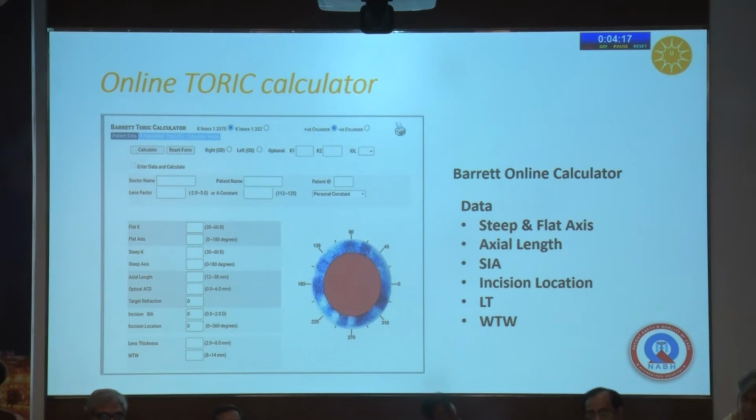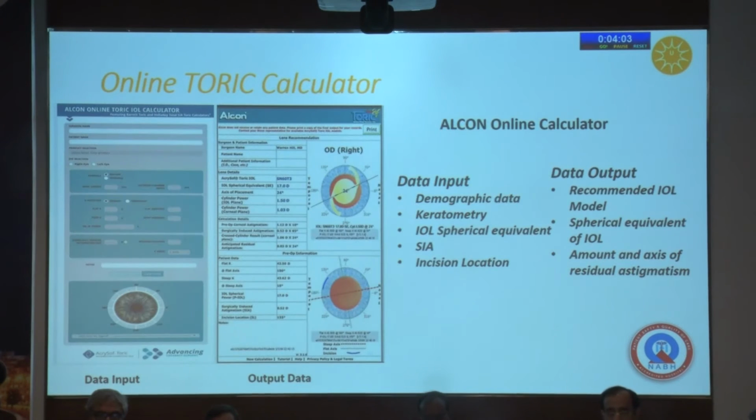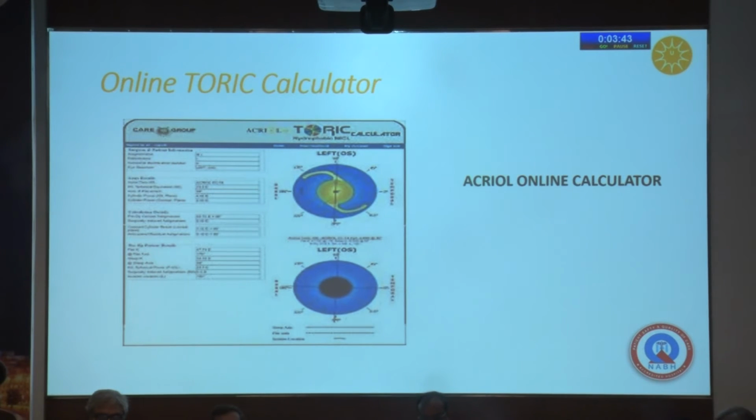So initially we have to put in the demographic details, and then the data that is more important: the steep and flat axis, axial length, surgically induced astigmatism, incision location, lens thickness, and white to white diameter. The data input is the demographic details and keratometry, IOL spherical equivalent, surgically induced astigmatism, and incision location. The data output is the recommended IOL model, the spherical equivalent of the IOL, and the amount and axis of the residual astigmatism. So these are the online calculators available.